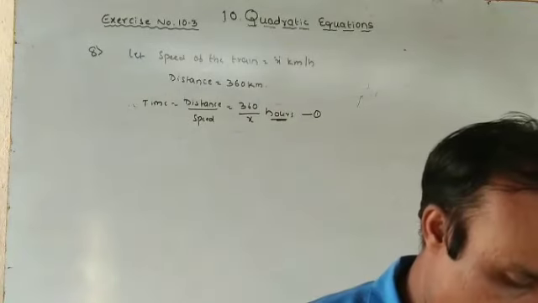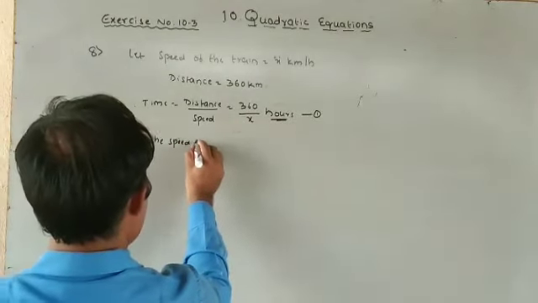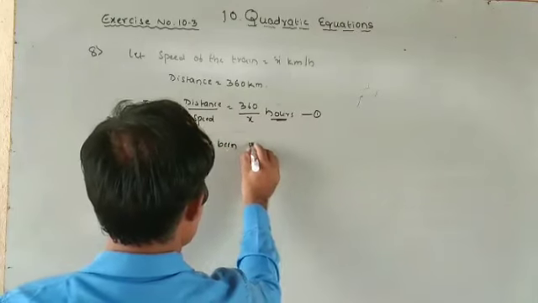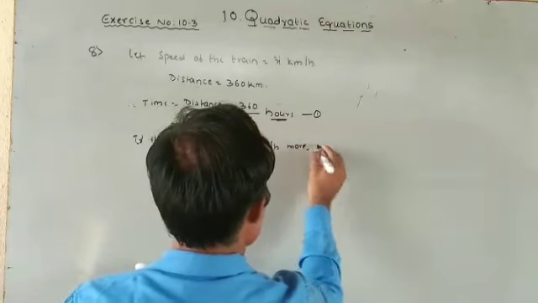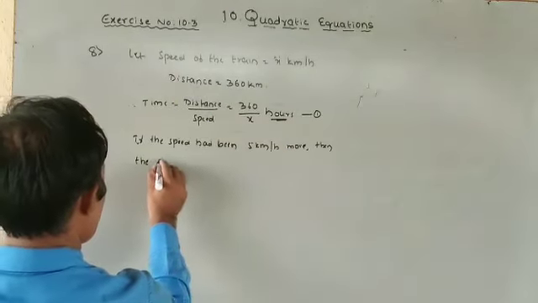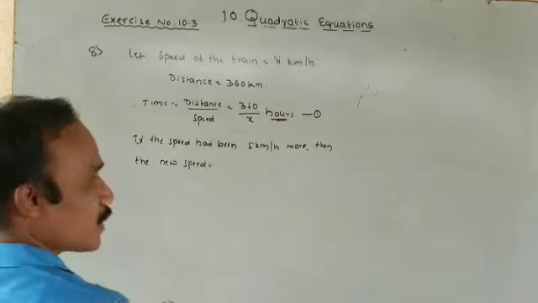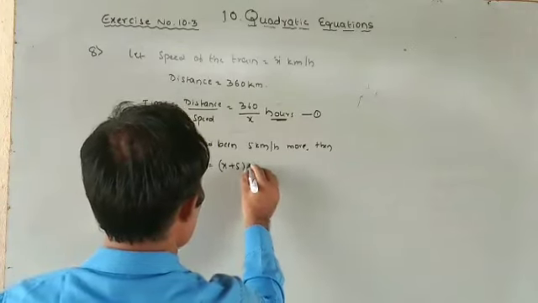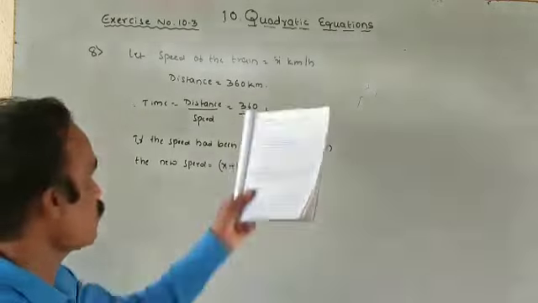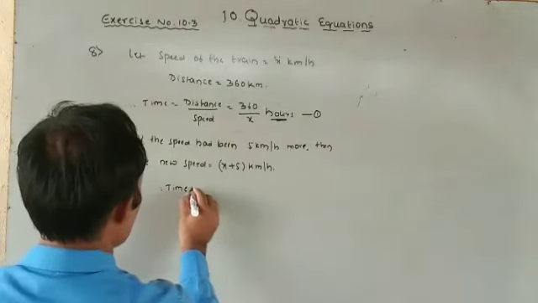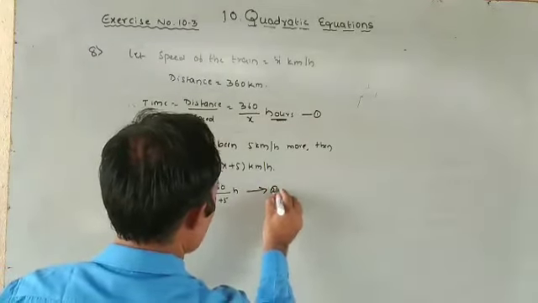Yes, we have a formula. What is the relation between speed, distance, and time? First, you have to calculate time. Time is equal to distance divided by speed. So distance is 360, divided by speed x. So now this is in terms of hours: 360 divided by x hours. Why? Because time is equal to distance divided by speed.